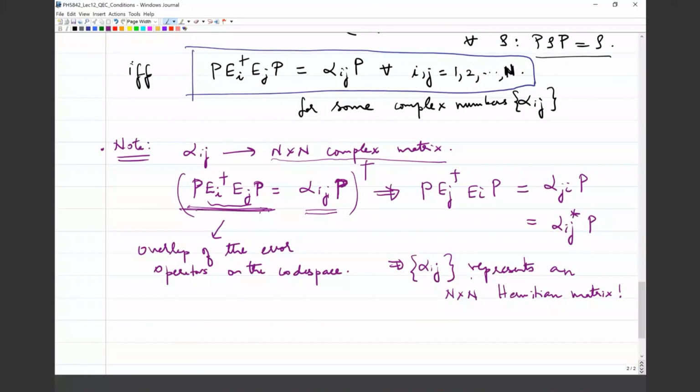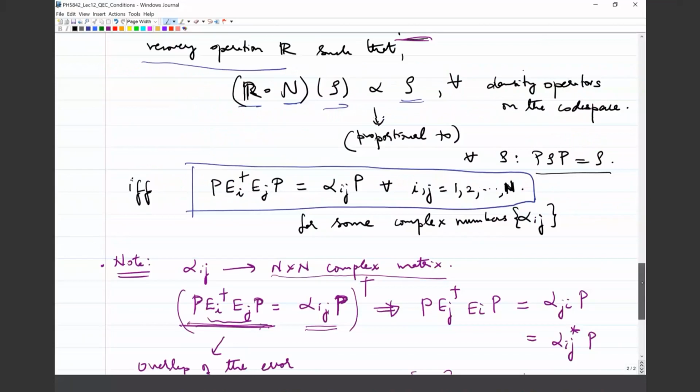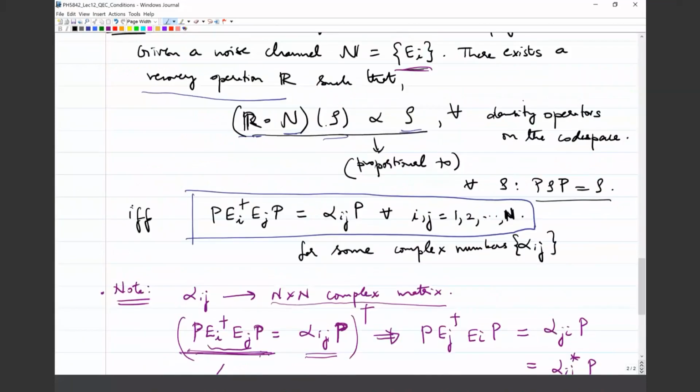So let us first prove the sufficiency part. So let's go ahead and prove the statement. The claim is that if such a condition is satisfied, then this set of errors for which this condition is satisfied is correctable by that code space, which is another way of saying that there exists a recovery operation which is going to bring back every state in the code space to something proportional to itself. That's what we have to show.